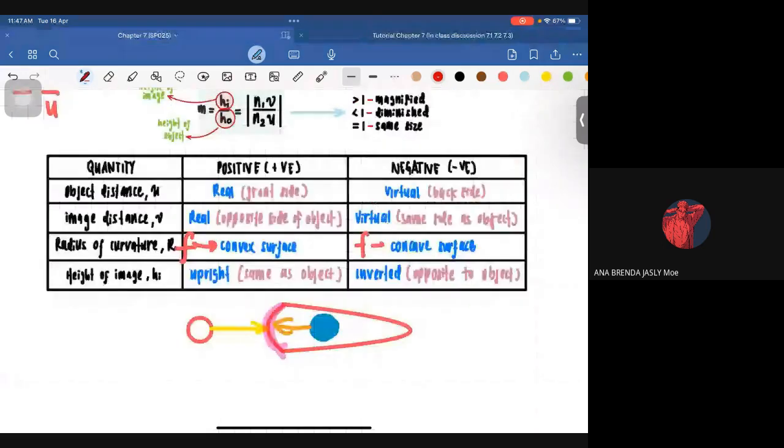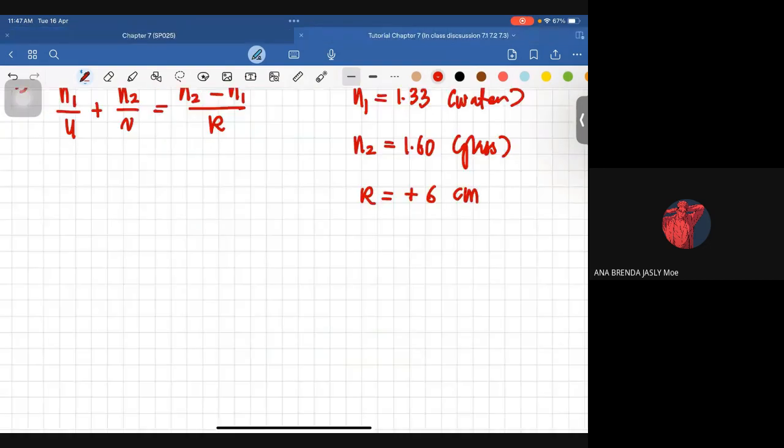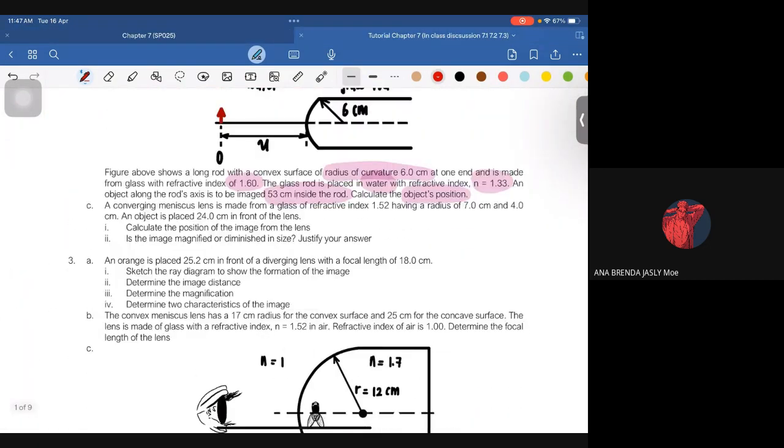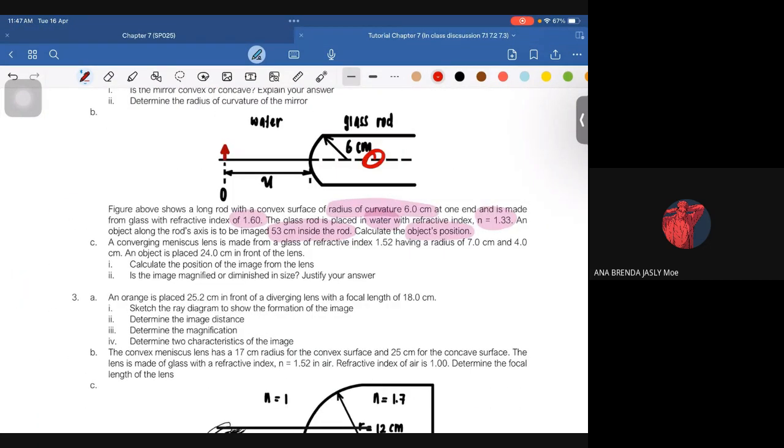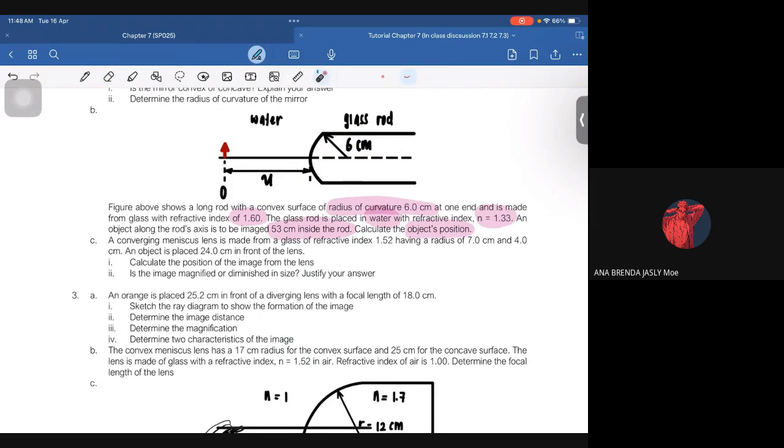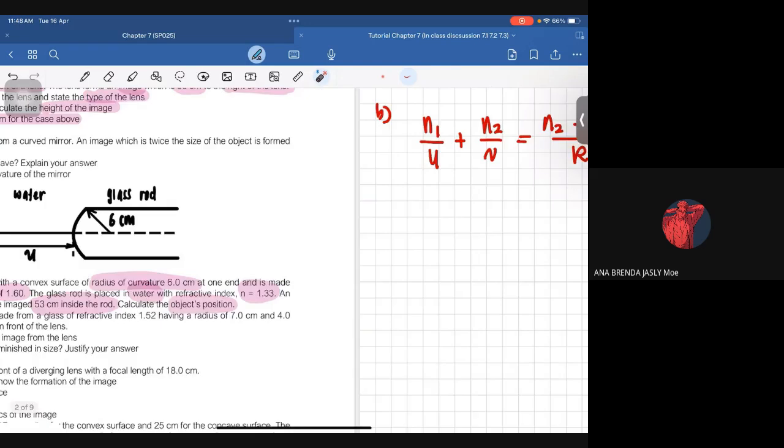Okay, kenapa maksud saya macam tu? Sebab it can also be the object ni di sini. So kalau object ni di sini, dia tidak akan jumpa surface convex. Dia akan jumpa surface concave. Okay, so bila dia concave, dia kena jadi negative 6 cm. So make sure ingat yang tu lah. Okay, sebab mostly soalan ni, the trick is bahagian sign convention sahaja.